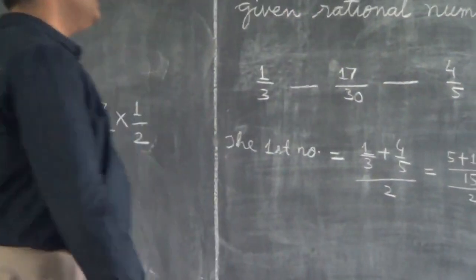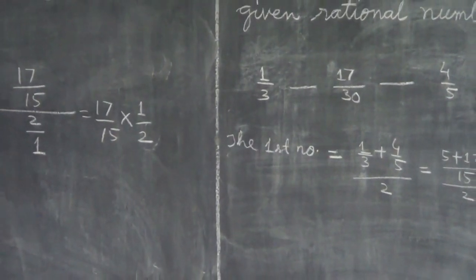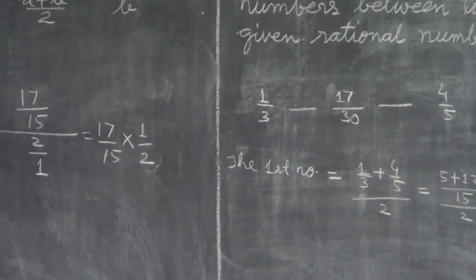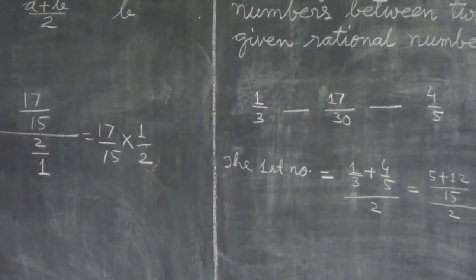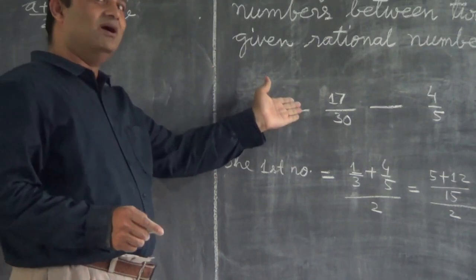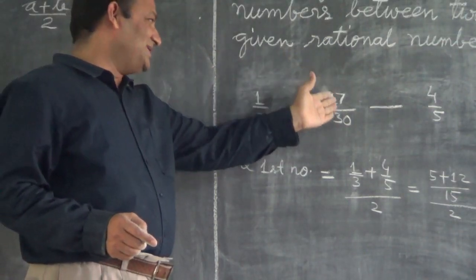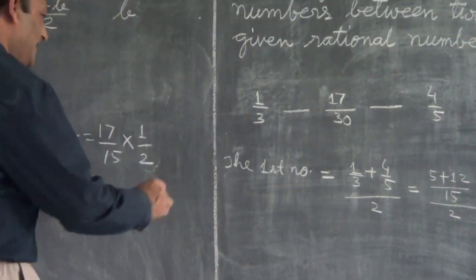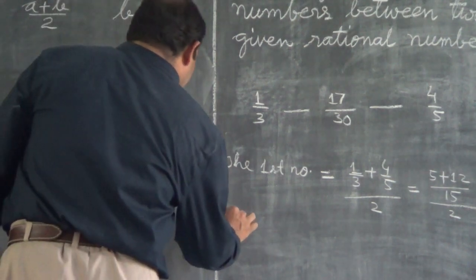And I will say write this in the middle. It is a suggestion. You can write anywhere. You can write that 17 by 30 here also. That is not wrong. I am suggesting write it here. Then you find the second number.